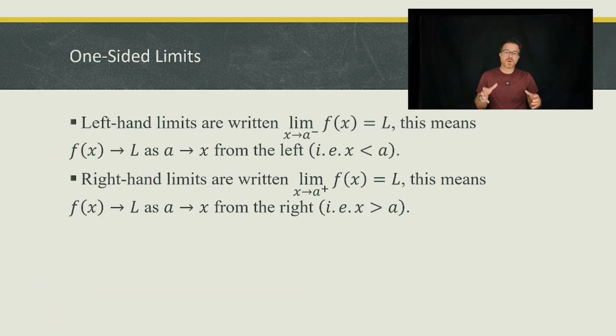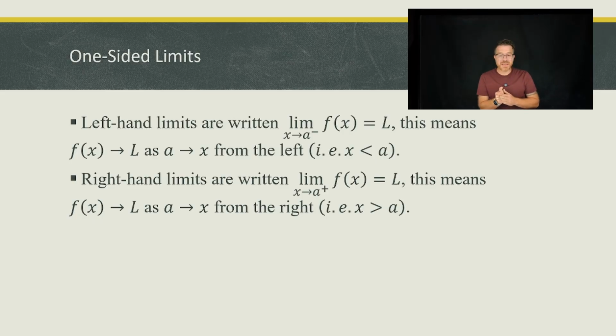So now let's talk about our one-sided limits. I've actually been briefly mentioning this while explaining limits as x approaches some value a, but let's formally define what these are now. A left-hand limit is written as the limit as x approaches a with a little negative sign, f of x equals L. This means that our function f of x will approach that value L as x approaches a from the left side. That is to say, when x is less than a.